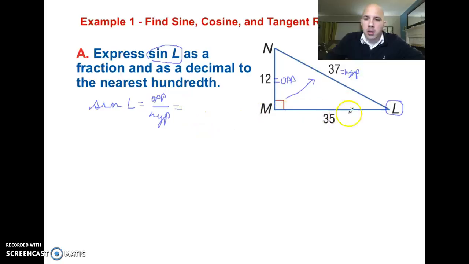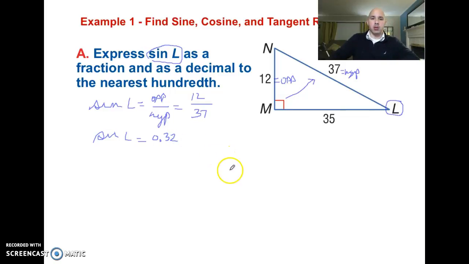I'm just going to plug this in. Opposite is 12, and hypotenuse is 37. There goes my fraction for sine L. For my decimal for sine L, I'm going to type it in my calculator: 12 divided by 37. The answer is to the nearest hundredth. So you got 0 point, there goes my tenth, and there goes my hundredth: 0.32. If any questions, let me know.